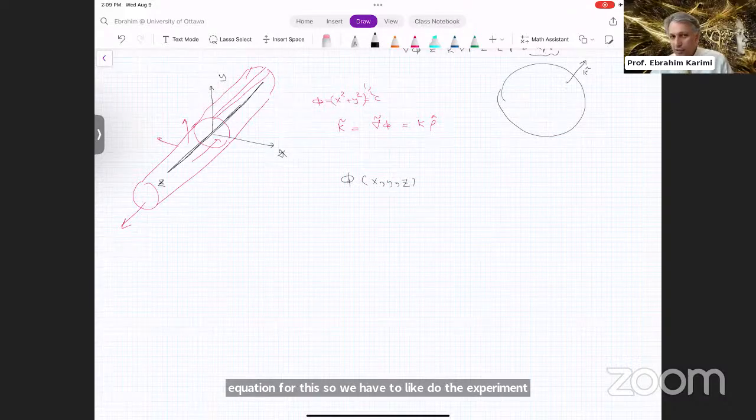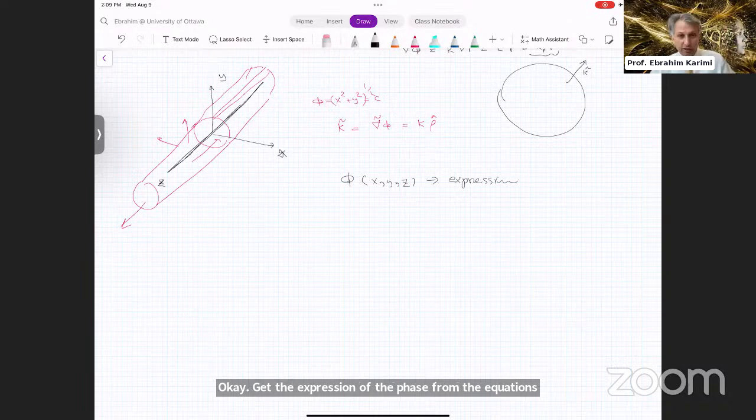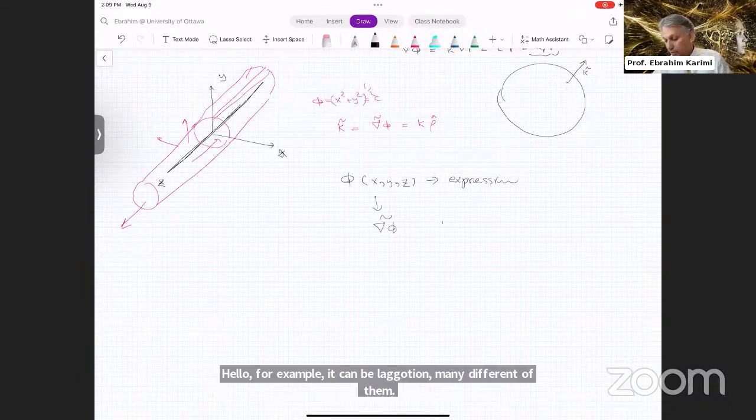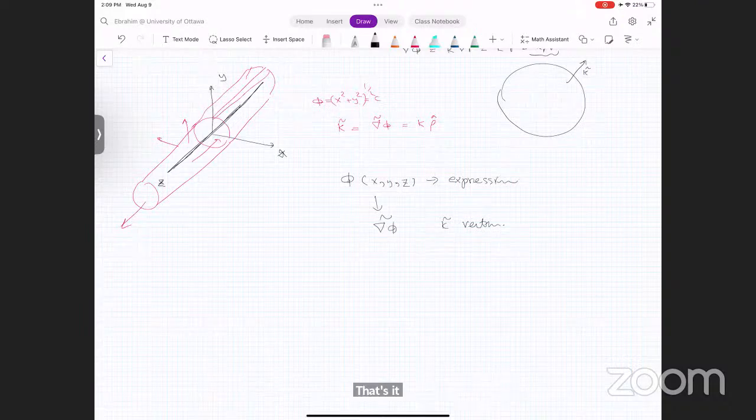Well, get the expression of the phase from the equations. For example, it can be Lagrangian, many different of them. Then you have to take the gradient of phi, and you will get the K vectors. That's it. What if we don't have phi? Like we have objects physically, so we have to find the right equation for that surface.